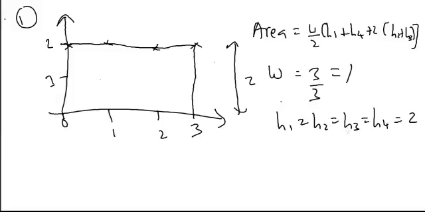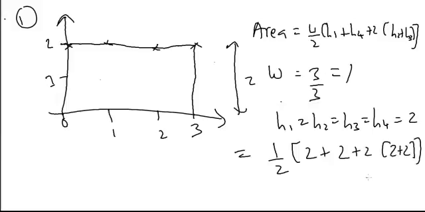So now we just plug those into the formula. So the area is equal to the width, which we know is equal to 1, over 2 times h1 plus h4. These are all equal to 2, plus 2 times the other 2, and there we have it. So now we just work that out. A half times 2 plus 2, which is 4, plus 2 times 4, so that's equal to 8. Add those up, we get 12. Divide by 2, we get 6. So that's what we get applying the trapezoidal rule.